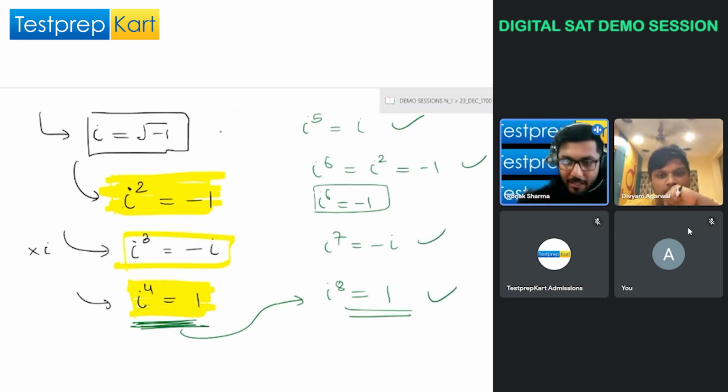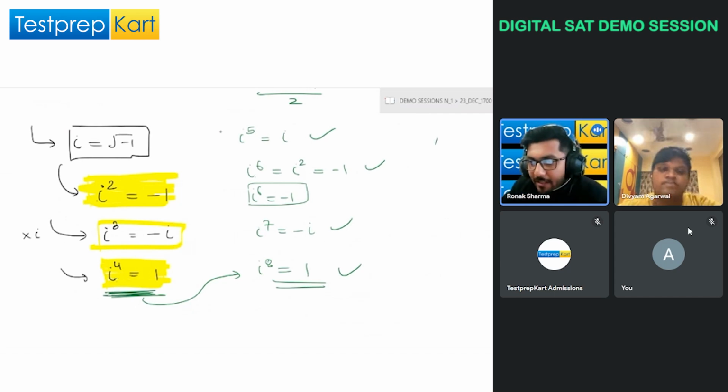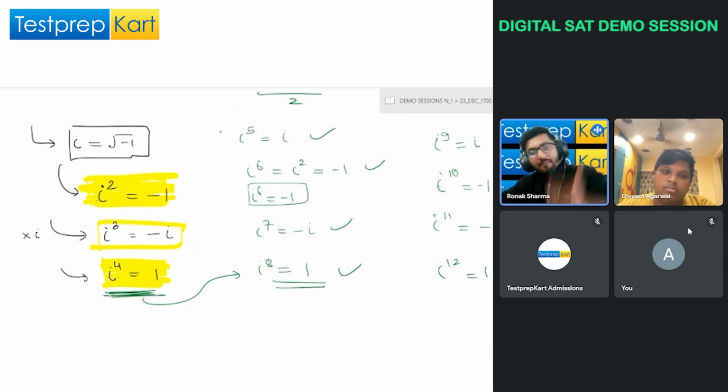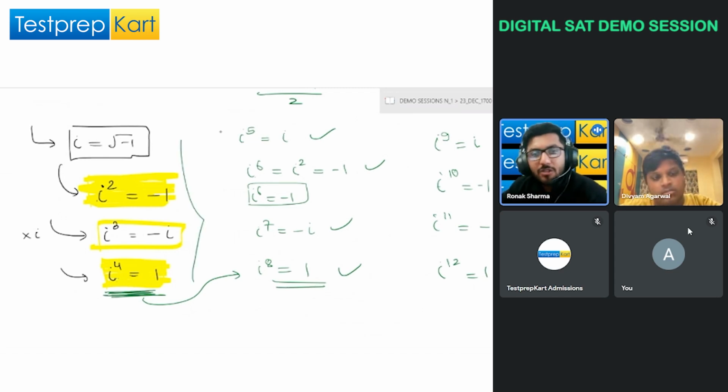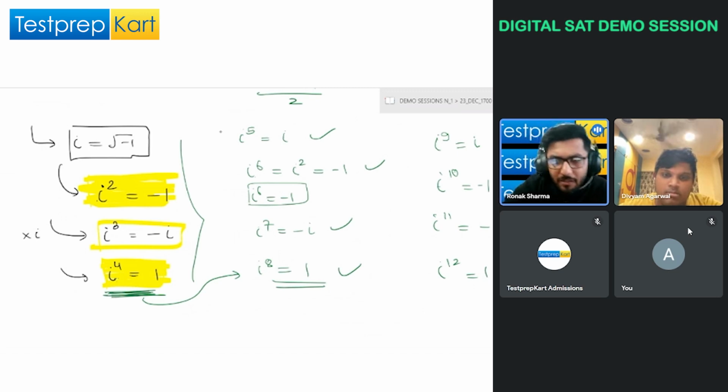From iota, even if you find iota power 9, no need to write it, I'm just telling you. Iota power 9 is iota, iota power 10 is minus 1, iota power 11 is minus iota, iota power 12 is again 1. So basically, powers of iota repeat themselves in a cycle of 4. That's why these 4 values are very important. But sir, how should I know? Definitely, you can count the table of 4. Yes, that's the only way you can do it.